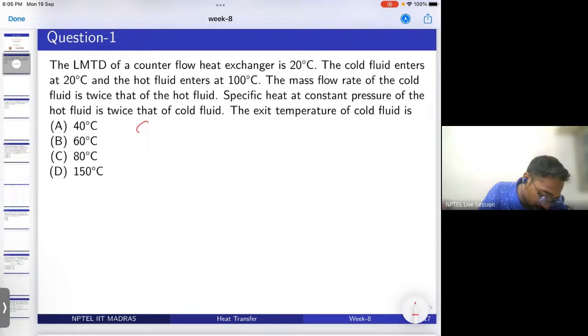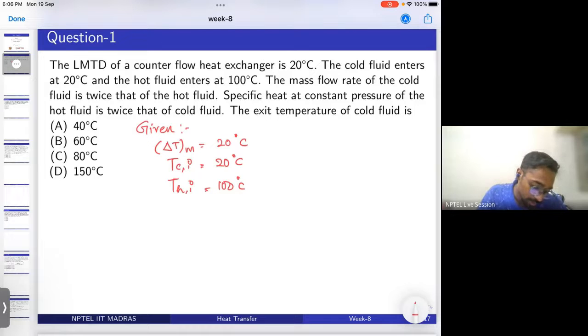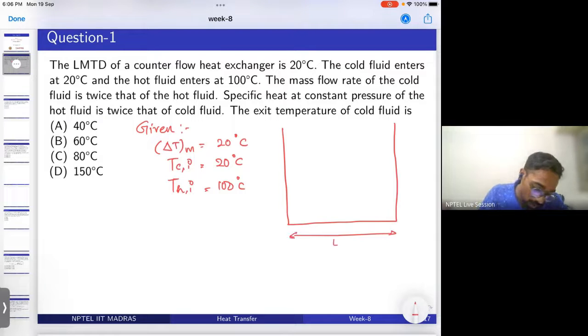Let's mention what the given things are. The LMTD, that is the log mean temperature difference, is given as 20 degrees Celsius. The cold fluid, that is TCI, enters at 20 degrees Celsius, and the hot fluid enters at 100 degrees Celsius. This is a counter flow heat exchanger. If I draw a schematic, this is the length of the tube. A cold fluid enters here, and the hot fluid, with THI and THO, TCI, TCO.